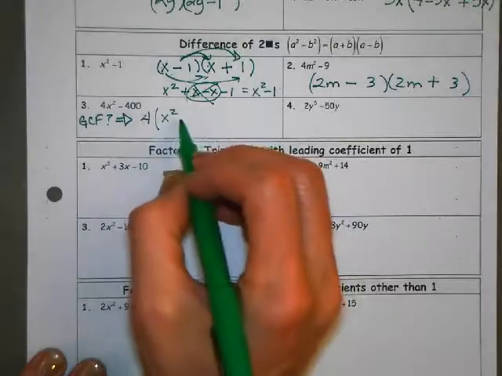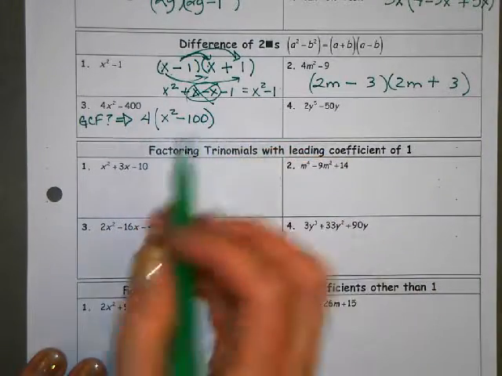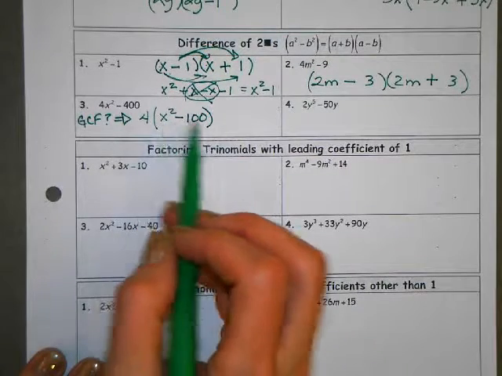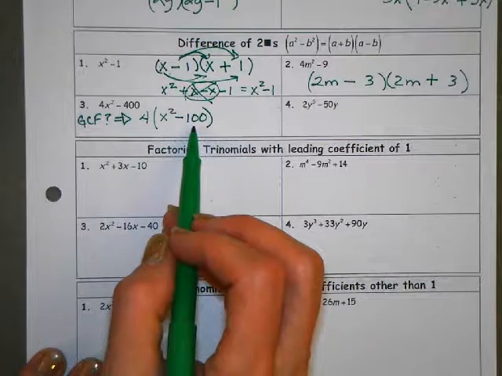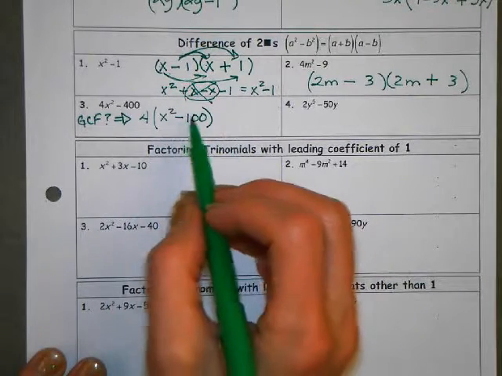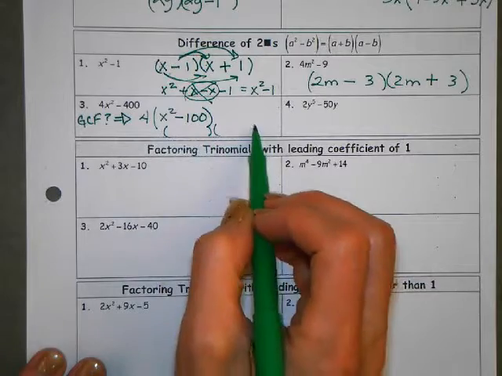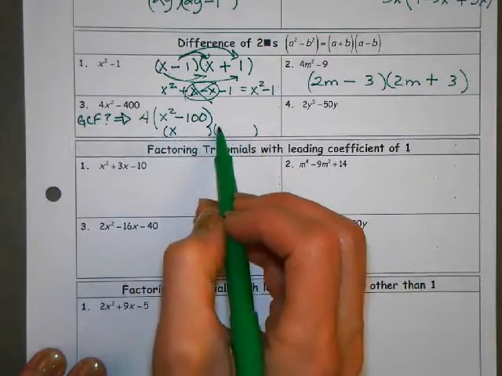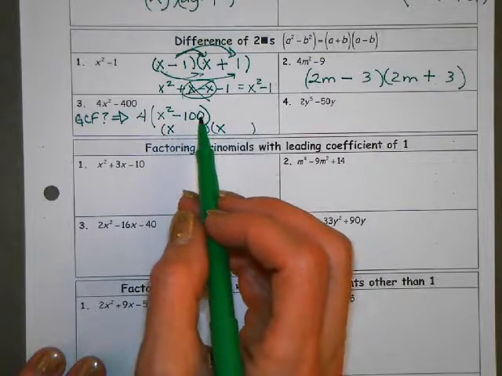x squared minus 100, right? Alright. Now, looking at this value here, do I have a perfect square? I do. Do I have a perfect square here? I do. So I can break this down even farther. So what's the square root of x squared? x. And then what's the square root of 100? 10.